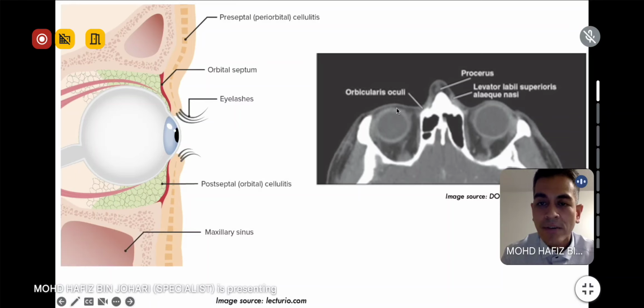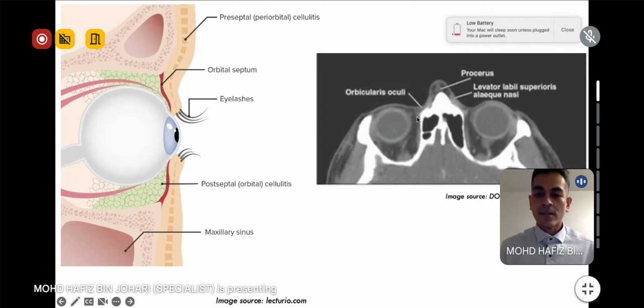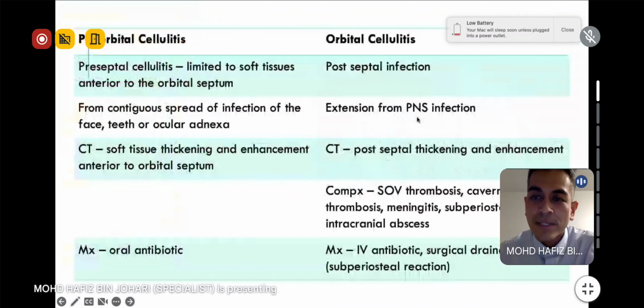So again, on CT, this is how it appears. We do not really see this orbital septum on CT, but we can tell that this eyelid is anterior to the orbital septum, and anything posterior to this region is called postseptal orbital cellulitis.